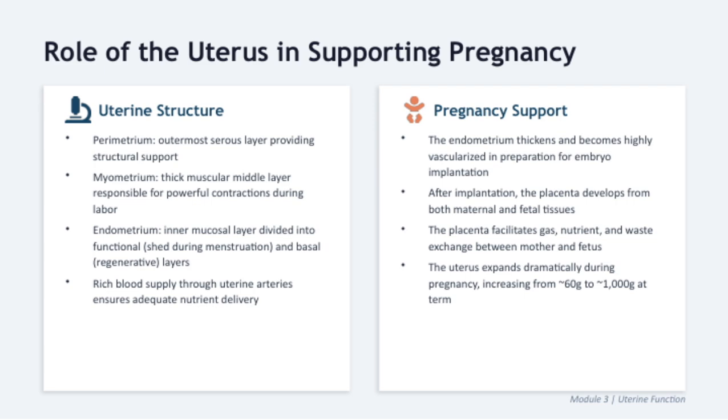A rich blood supply via the uterine arteries ensures that the developing fetus receives adequate nutrients and oxygen throughout pregnancy. Altogether, this complex structure and function of the uterus are essential for supporting and sustaining pregnancy from implantation through delivery, highlighting its vital role in reproductive health.